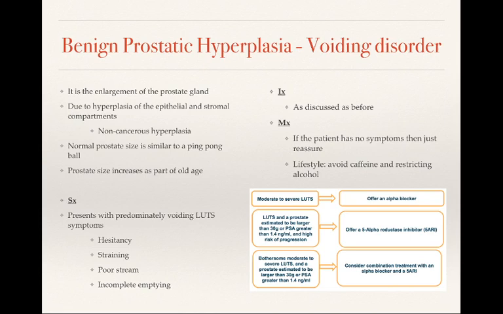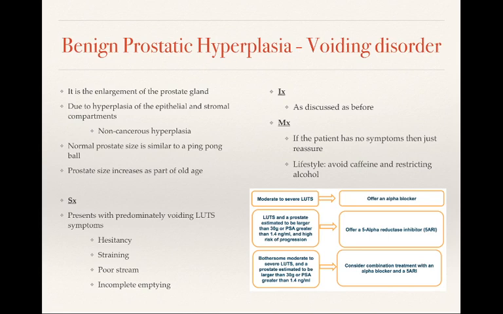Now, with regards to treatment, if the patient has no symptoms, then you would just reassure them. If they are symptomatic, you can advise lifestyle recommendations such as avoiding caffeine and restricting alcohol. If they have moderate to severe LUTS, which means that their IPSS score would be 8 or more, you would offer them an alpha blocker. If the patient presenting with LUTS has an enlarged prostate, then you would offer them 5-alpha reductase inhibitor first line.